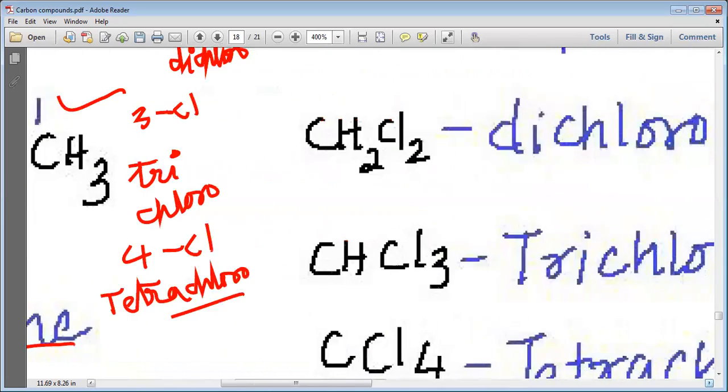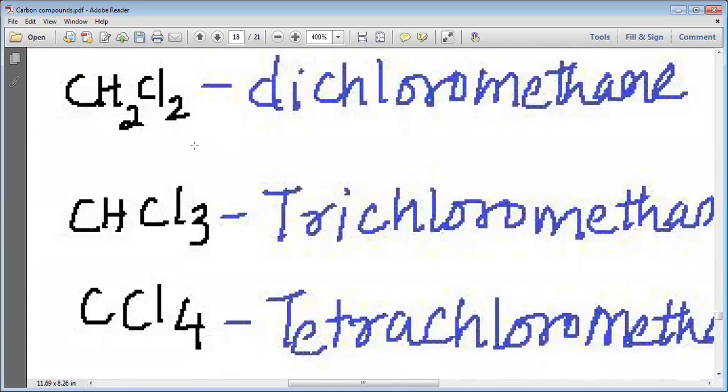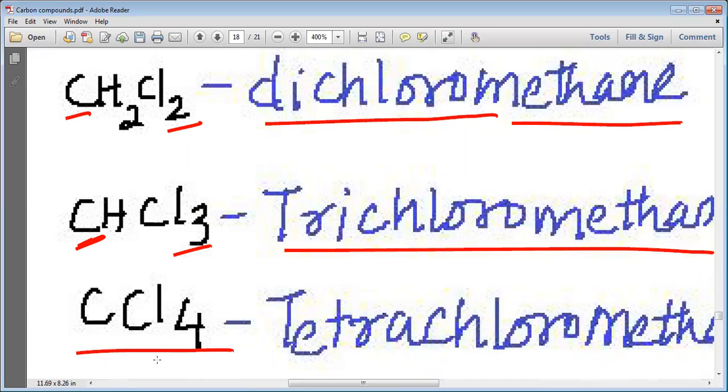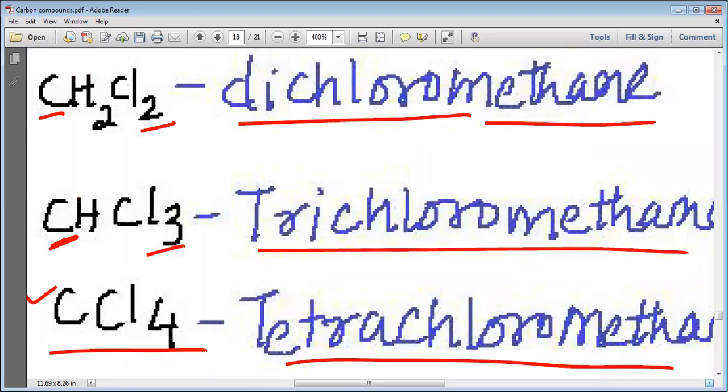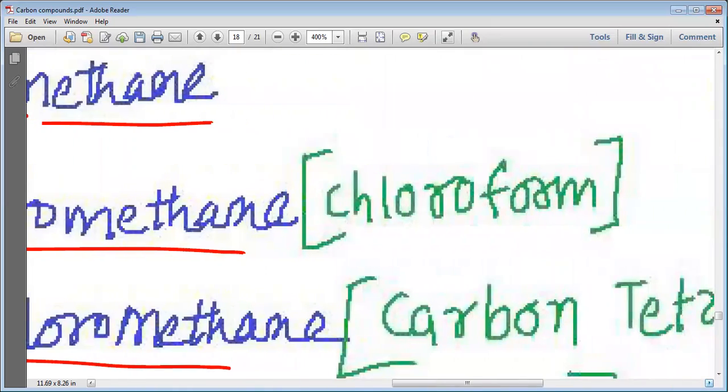Now let's look at another compound. Now look at this. This has only 1 carbon, so it is methane. But how many chlorines? 2. So it is dichloromethane. If it has 1 carbon and 3 chlorines, it is trichloromethane. If there are 4 chlorines with a single carbon, it is tetrachloromethane. So this is how, my dear students, we understand the nomenclature when more groups are bonded to the carbon.